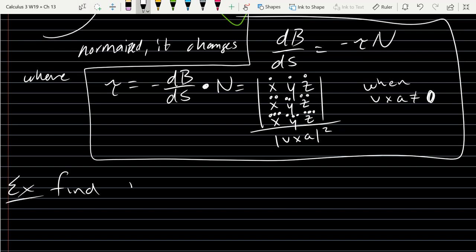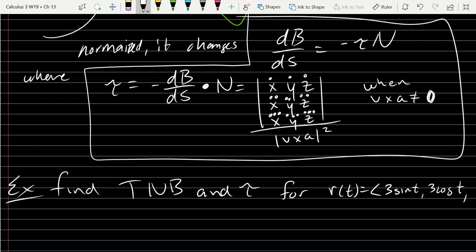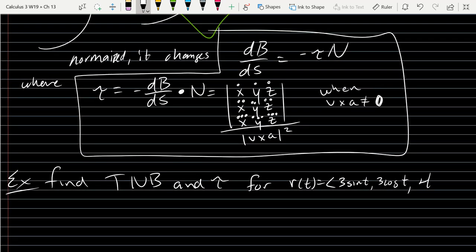Find T and B and torsion, tau, for the curve r of t equals 3 sin t, 3 cos t, comma, 4t.